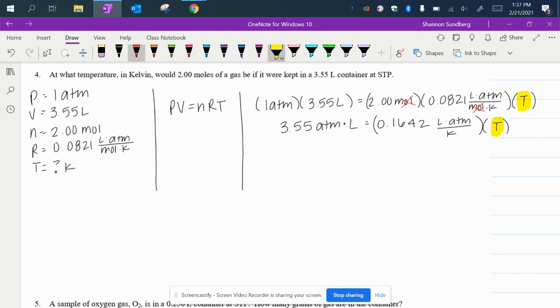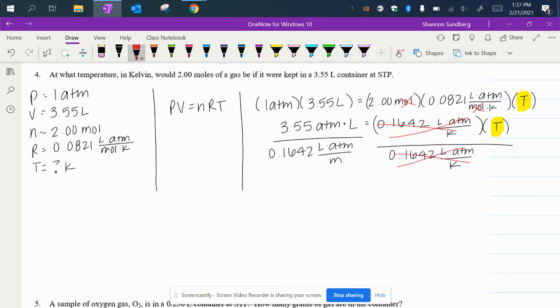Now, in order to get T by itself, I have to divide each side by 0.1642 and all the units. And then over on the right, when you divide something by itself, it cancels. Over on the left side, I lose some units. I lose atmospheres and I lose liters. And I'm going to end up with Kelvin. And that makes sense because I'm solving for temperature, and those are the units we want for our temperature.